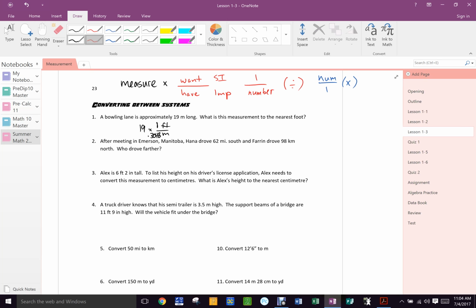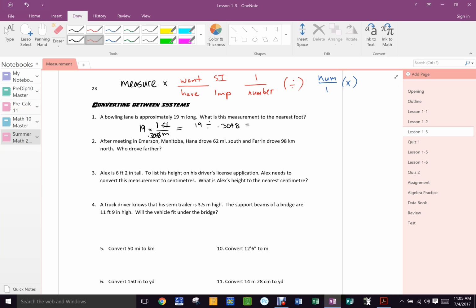So where's the number? It's at the bottom, right? So is this a multiply or divide situation? It's divide. So we are going to go on our calculator, 19 divided by 0.3048. And that's going to give us our answer. What is that answer?